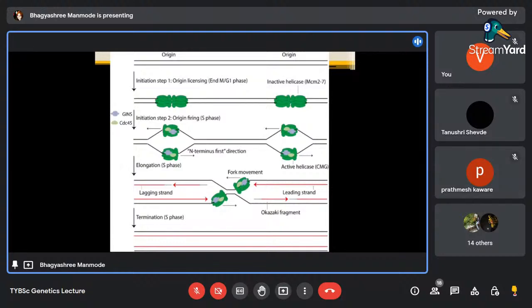Diagram. This diagram shows three steps. First, the initiation step happens in G1 phase. Second, elongation also happens in S phase, and last, termination happens in S phase.